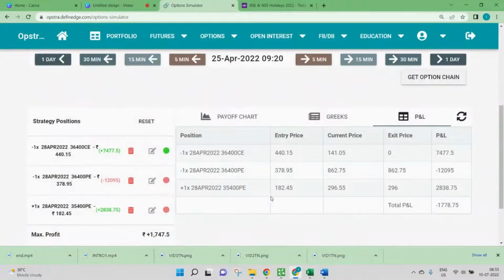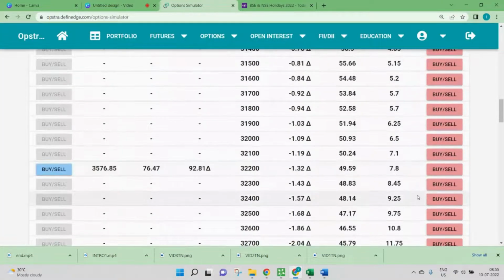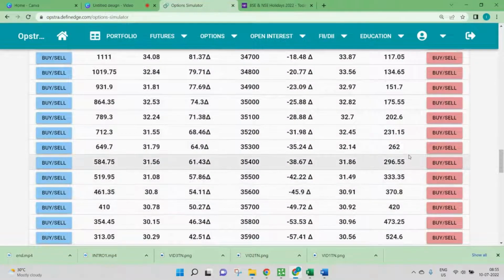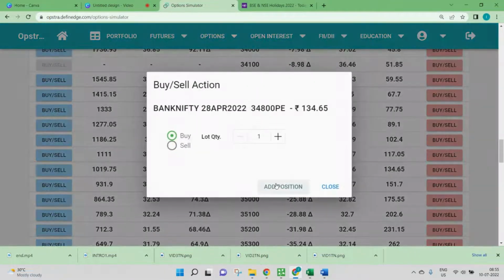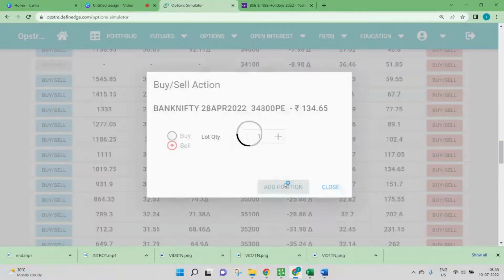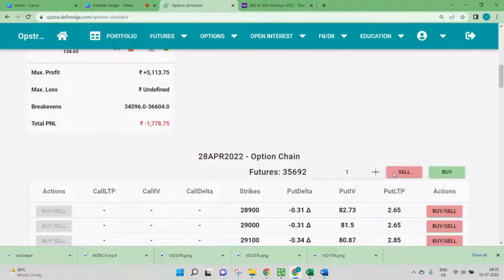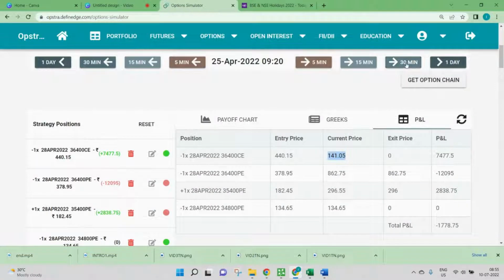And what do we do further? We sell the PE of 141 premium. 141, 134 we will sell. Okay. We move now. So we have to keep a watch on these two open premiums. And now our stop loss will be 360, double of 182.